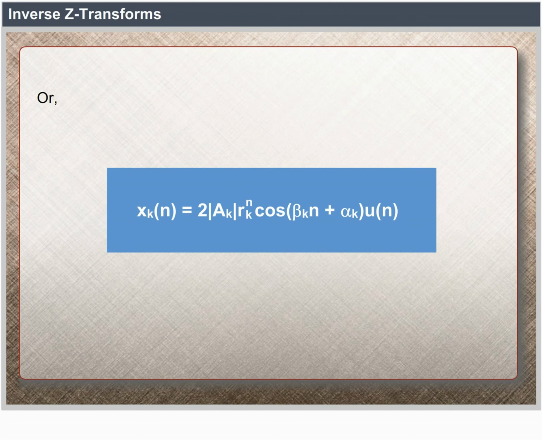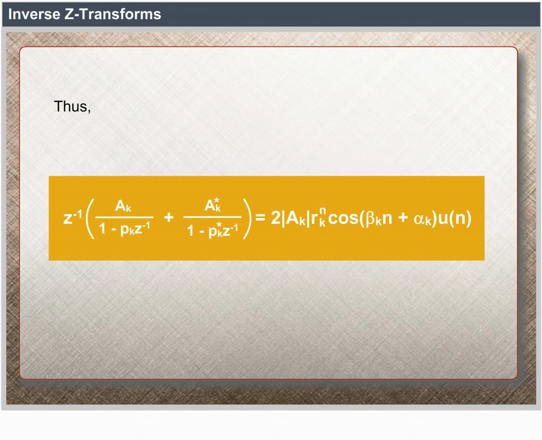Thus, z inverse of ak divided by 1 minus pk into z power minus 1 plus ak star divided by 1 minus pk star into z power minus 1 equal to 2 into modulus of ak rk power n cos of within bracket beta kn plus alpha k into u of n, if the region of convergence is modulus of z greater than modulus of pk equal to rk.